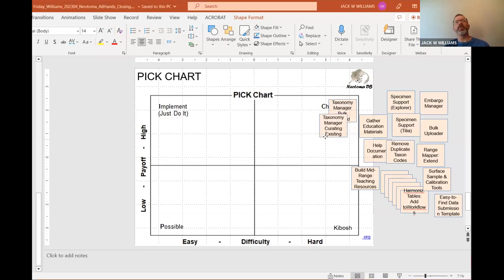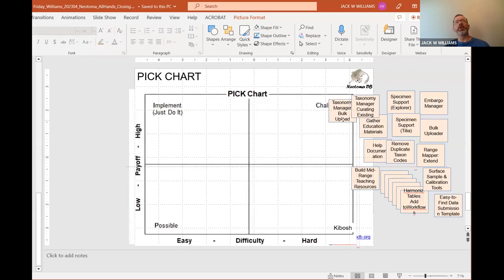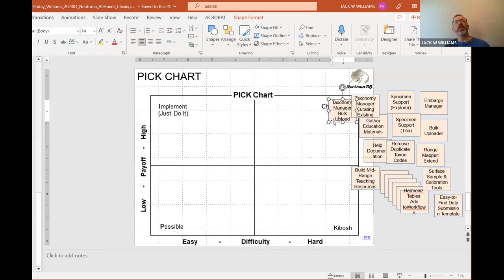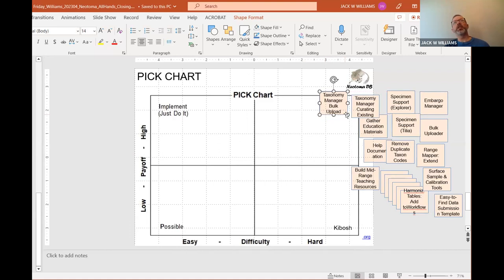And this is not the final thing. I think this is a starting conversation. So these two taxonomy activities, I think it's useful to think of them as different. One is taxonomic manager, kind of bulk upload of names, and the other one is curating existing names. And I think they're both up here. Which is easier or harder, I don't know.